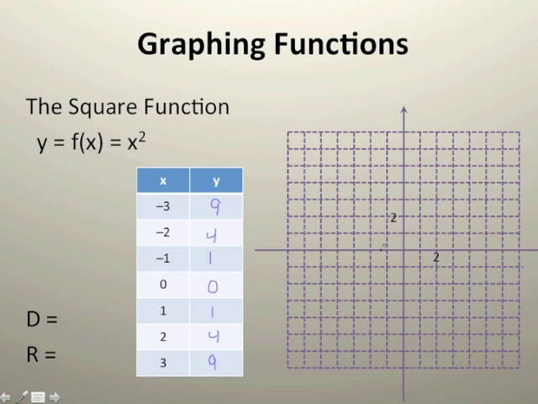And we need to graph these ordered pairs. Negative 3, 9 would be approximately up here. Negative 2, 4, negative 1, 1, 0, 0, 1, 1, 2, 4, and 3, 9. So this shape is actually called a parabola. See how well I can do at drawing this today.